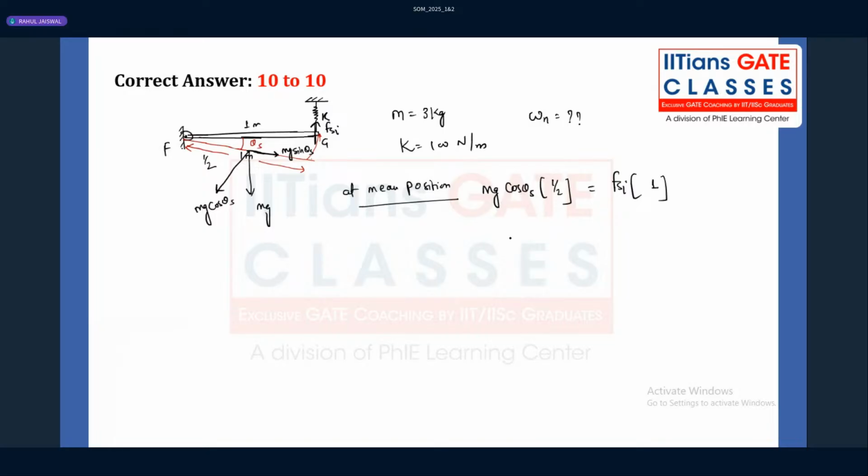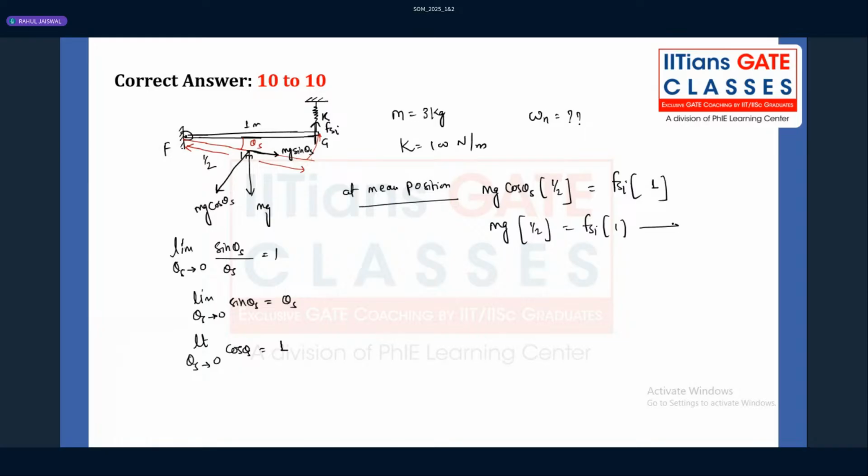In the limit theta s tending to 0, what is sin theta s? It is theta s. In the limit theta s tending to 0, what is cos theta s? It is 1, because cos 0 is 1. So if you apply, mg into 1 upon 2 is equal to F_si into 1. So that is our equation number 1.